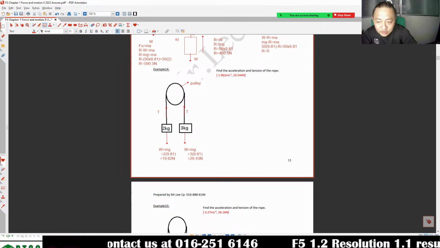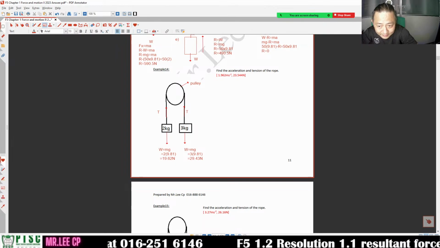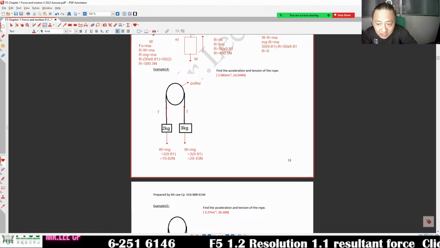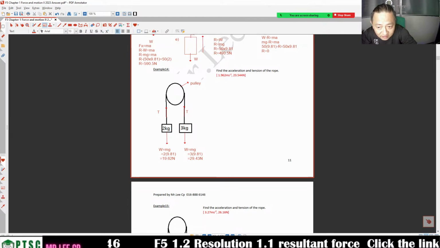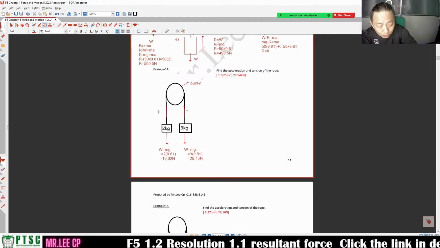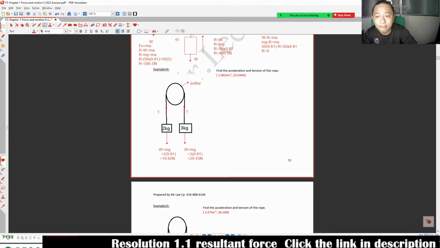Alright, and then these two tensions are always against the weight. This weight is going down, this tension will go up. This weight is going down, this one is going up. And this tension always points toward the pulley.